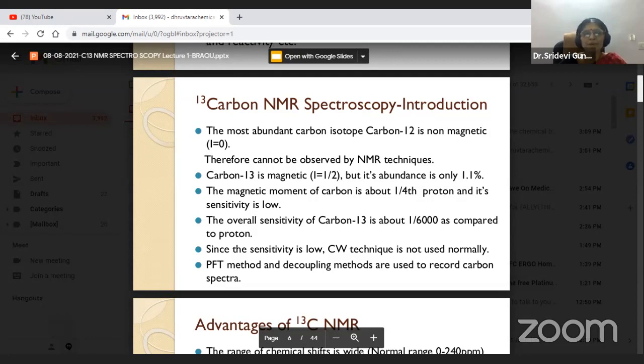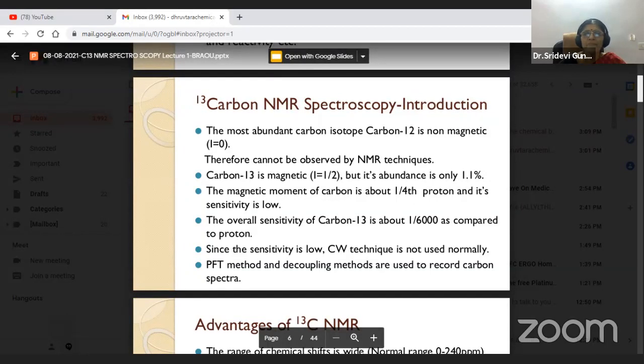Sometimes we say carbon NMR also, and that itself means carbon 13 NMR. Fine, carbon 13 is magnetic and can give you the NMR spectrum. But the problem is its abundance is only 1.1%. And its magnetic moment is also much less than proton, almost 1/4 of the proton. Therefore, its abundance is less and its sensitivity is less than proton. Its total overall sensitivity is only 1 by 66,000 as compared to proton. That means the signal intensity compared to proton is very, very less.